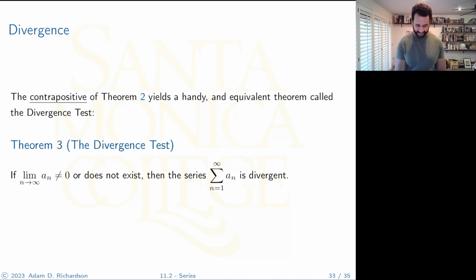So this is saying that if the terms do not go to zero, then your series must be divergent. That's a pretty powerful result, because if you have a hunch that the terms of the series aren't going to zero, then you can show that the series diverges, perhaps without too much work. You just got to compute this limit. So let's practice right now.